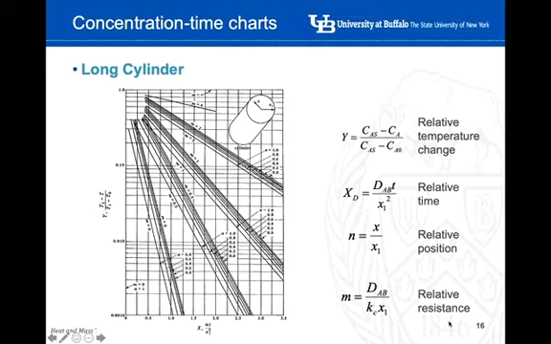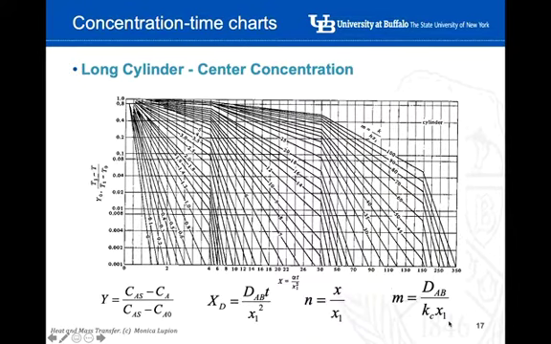In the case of the cylinder, there is a corresponding chart, and in this case x1 is equal to the radius. It's not the diameter, but the radius. So do not get confused if you need to do the calculations and calculate this relative position. Same as in the plate, if the problem asks to calculate the change in the center, you can directly use this chart here.